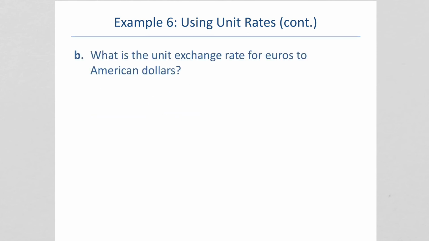And then the second one says, what's the unit exchange rate for euros to American dollars? So here we want euros on top and American dollars on the bottom. So 0.740192 euros for 1 American dollar.